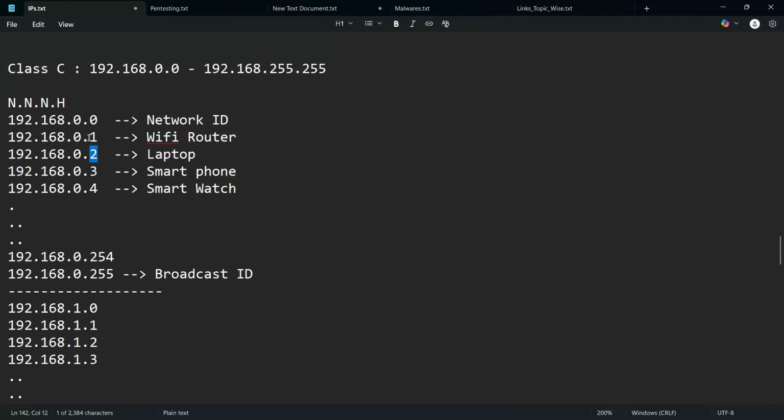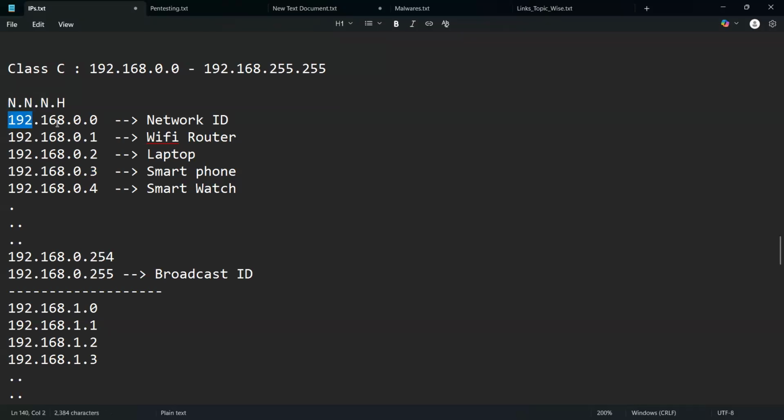So 0.1 could be assigned to my Wi-Fi router. 0.2 could be assigned to my laptop. 0.3 could be my smartphone. 0.4 could be my smartwatch. Each unique host value is assigned to a unique host. And all of these hosts belong to the same network, which is identified by the network portions.